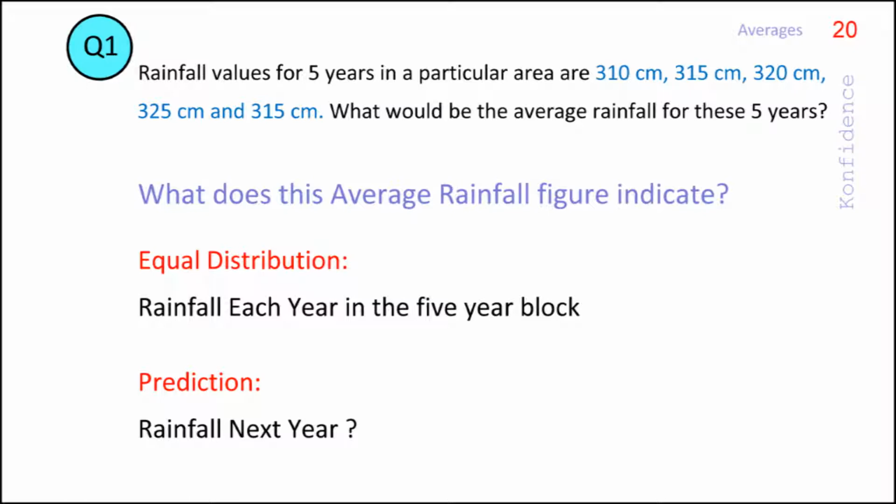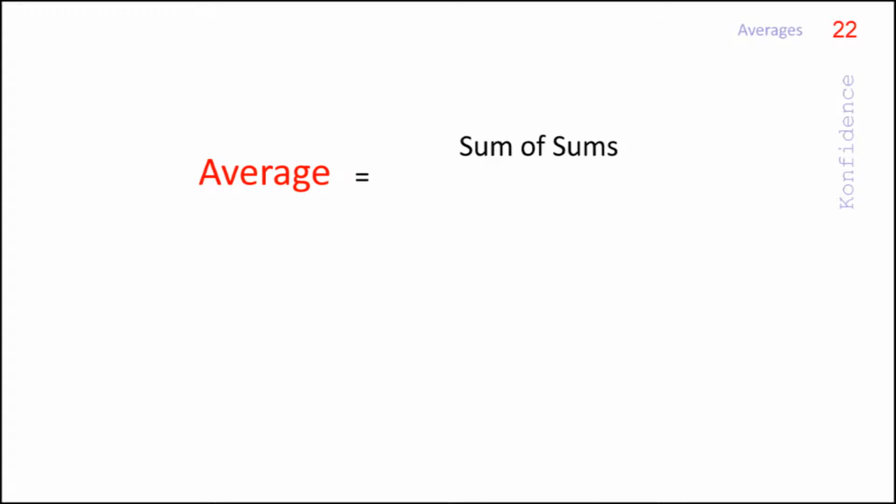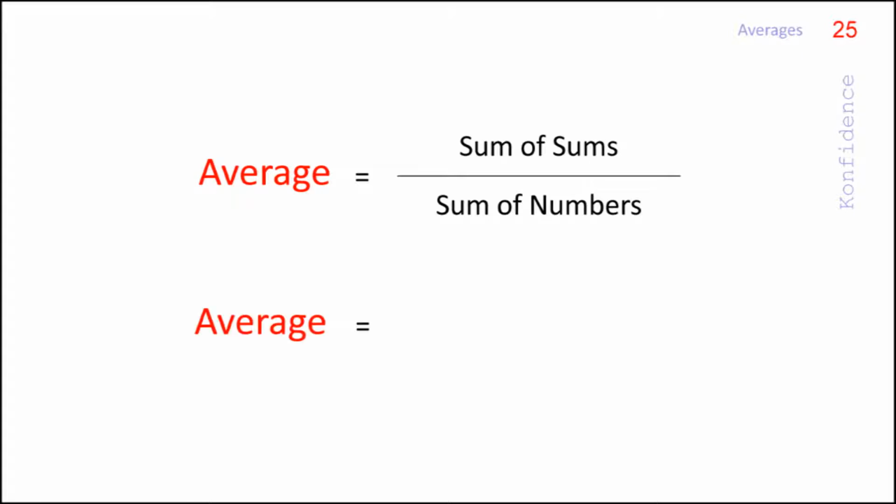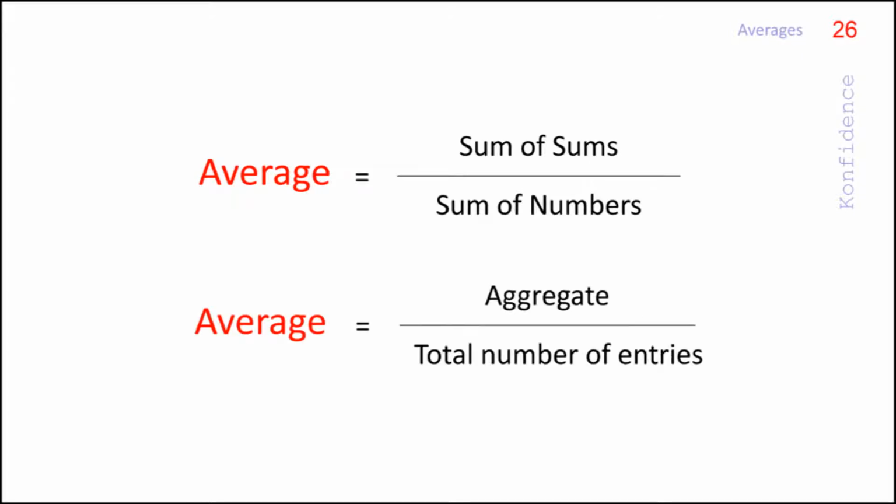Another mathematical expression for averages could be average equals sum of sums divided by sum of numbers. In short, we can take it as the ratio of the aggregate to the total number of entries. If we have a lot of different values put together as different groups, of which we only know the value of the sum and the number of entries, then the average would be the sum of sums divided by the sum of numbers.